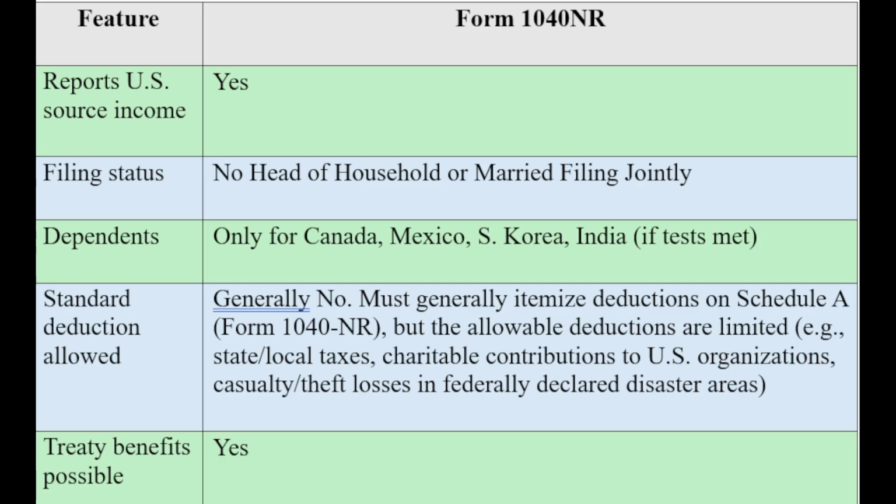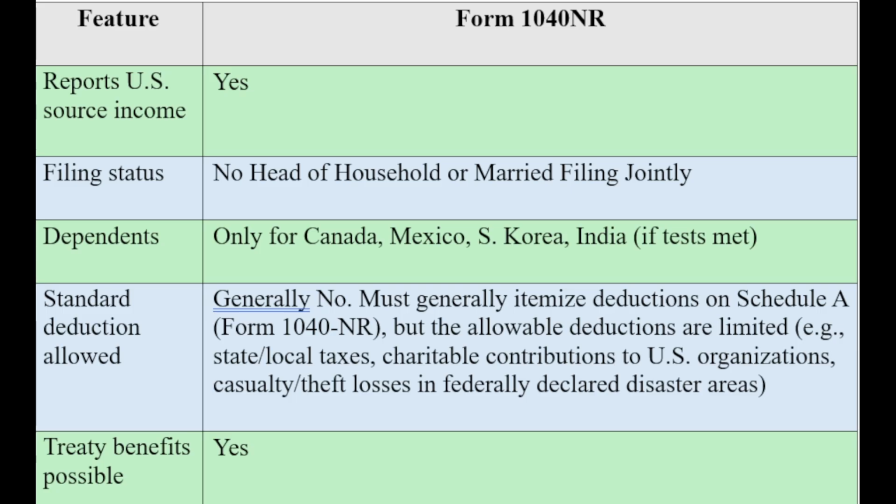Then what we look at are dependents. Now, in the 1040, you get to claim your dependents. On the 1040 NR, outside of Canada, Mexico, South Korea, and India, if they meet tests, then you don't get to claim the dependents. So that's a huge disadvantage, is that the dependents are not something that you can claim on a 1040 NR. Same thing with the standard deduction. You generally do not get to take the standard deduction on a 1040 NR. So that's not going to be something that you can do.